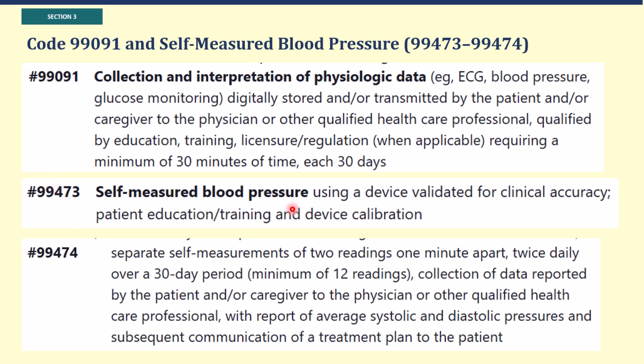99473, self-measured blood pressure using a device validated for clinical accuracy, patient education or training, and device calibration. 99474, separate self-measurements of 2 readings 1 minute apart, twice daily over 30-day period, minimum of 12 readings. Collection of data reported by the patient or the caregiver to the physician or other qualified healthcare professional, with reports of average systolic and diastolic pressures and subsequent communication of the treatment plan to the patient.